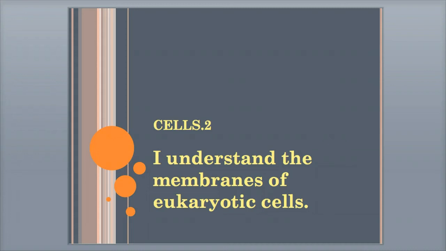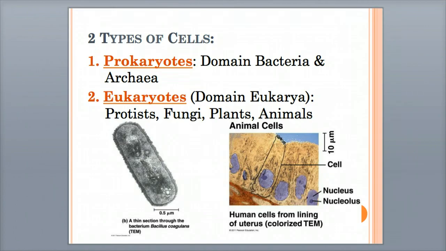Standard number 2 in the unit of cells is about the membranes of eukaryotic cells. So a couple things we need to understand here. One, what is a membrane? And two, what the heck is a eukaryotic cell? So let's start off with that eukaryotic cell first.